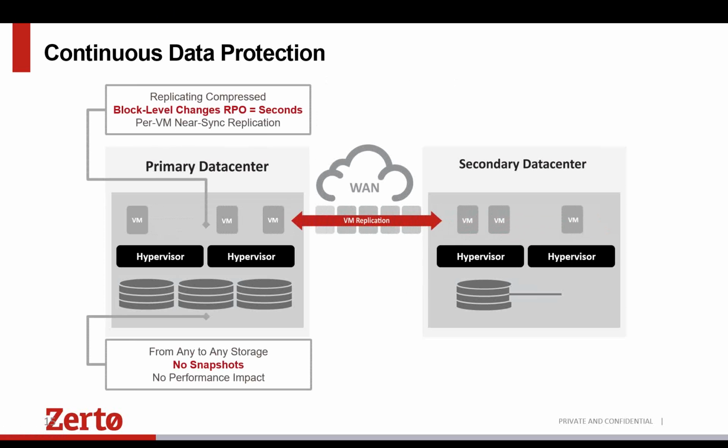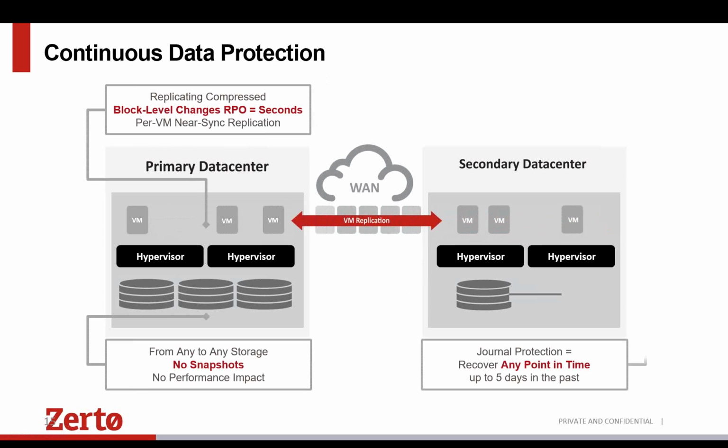All that happens is when we see a change on a protected VM, a copy of that block level change is sent to the replication appliance asynchronously, which then compresses, replicates, and inserts a copy of that in the target site. And in the target site, that's actually first inserted in a Zerto journal. And the reason it's inserted in a journal is it allows you to recover to any point in time up to 5 days in the past.